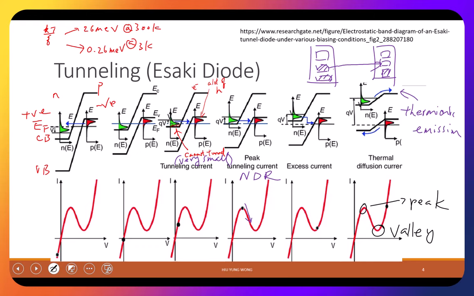But the main point is this something called negative differential resistance. Why is this important? Do you remember your oscillator class? Yeah, negative resistance causes oscillation, right? With negative differential resistance, you will be able to build an oscillator easily and make the circuit very simple.